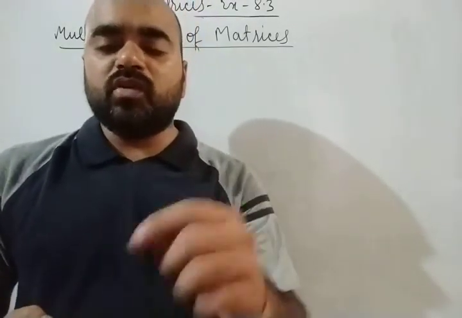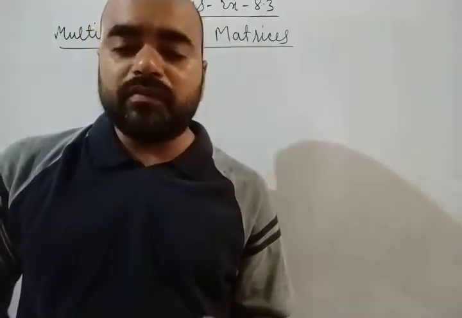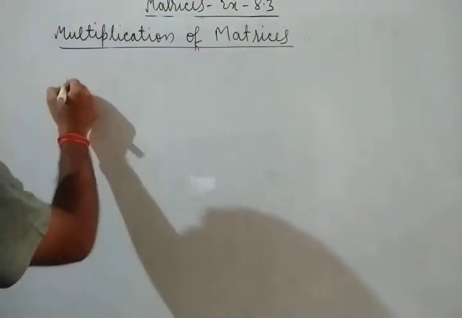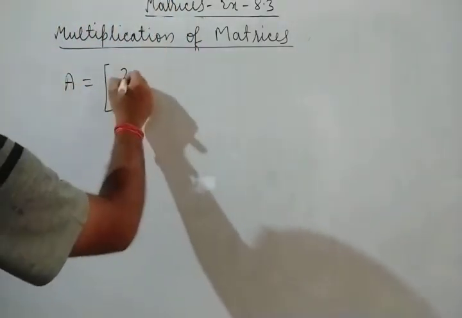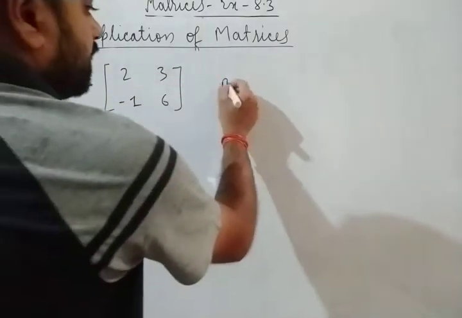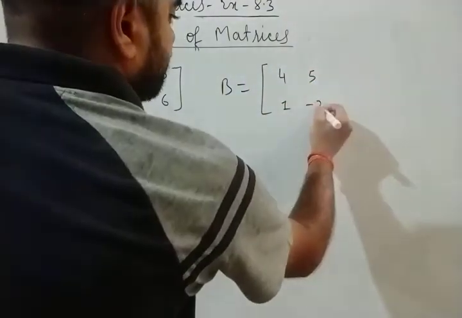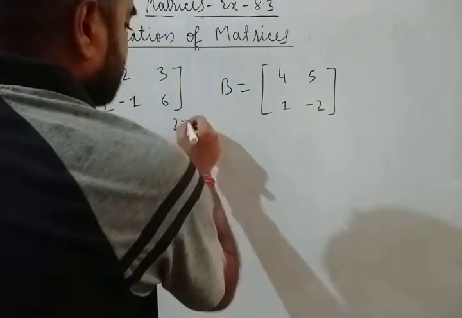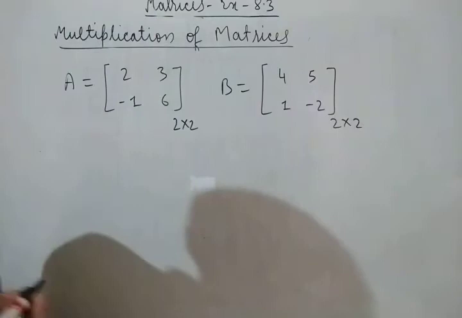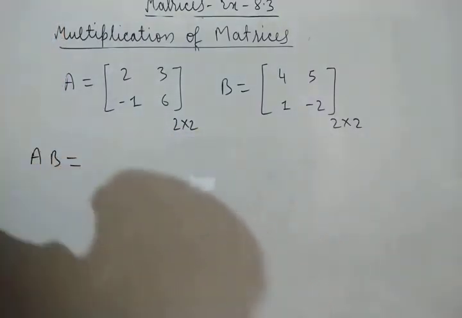I will take one more example, then we will proceed with the exercise. This time I will take two matrices of the same order, that is matrix A, 3 minus 1 6, and matrix B, 4 5 1 minus 2. Both are of the same order. Correct? Clear? Directly you can verify AB is possible or not. You will tell me. AB is possible.